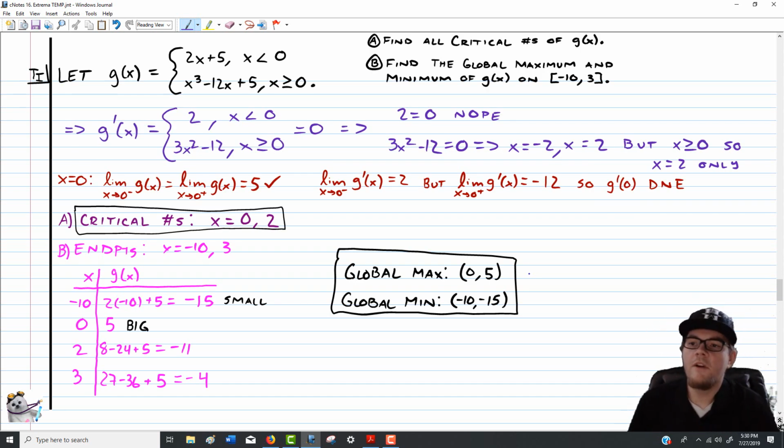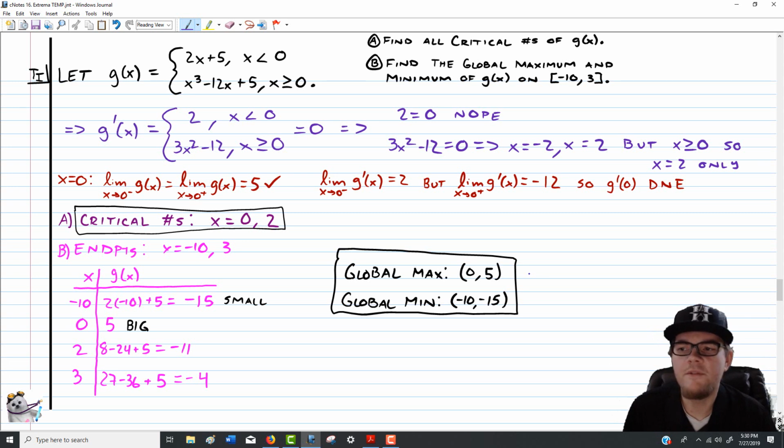So we had this piecewise function. It was combining a line with a cubic. So once again, all polynomials all the time means that a lot of things are taken care of here. But from there, we were asked to find two things: find the critical numbers, and then find the global maximum and minimum of g(x) on the interval from -10 to 3.